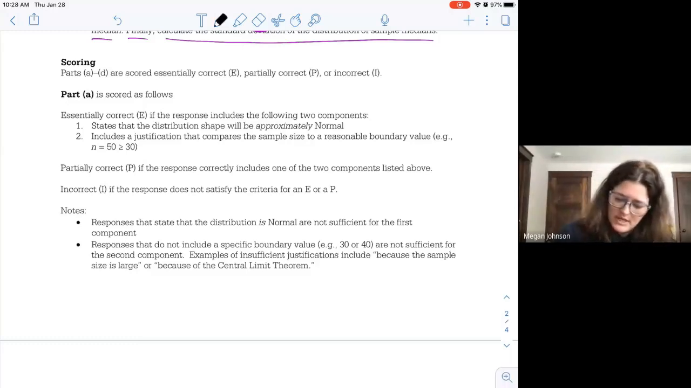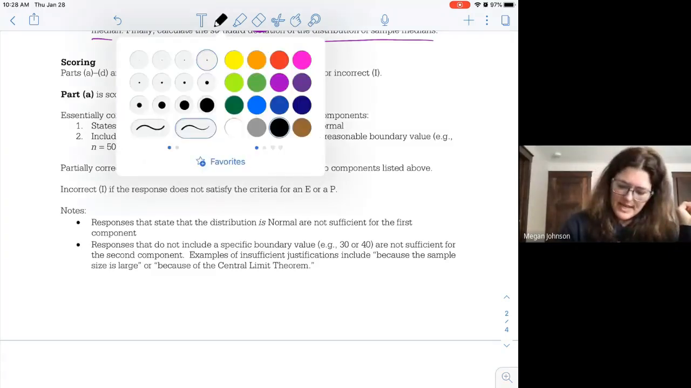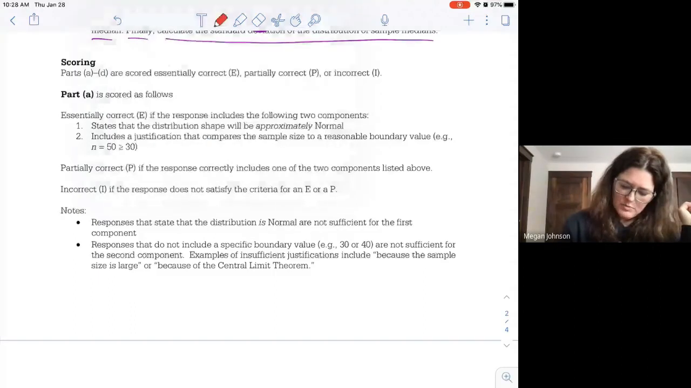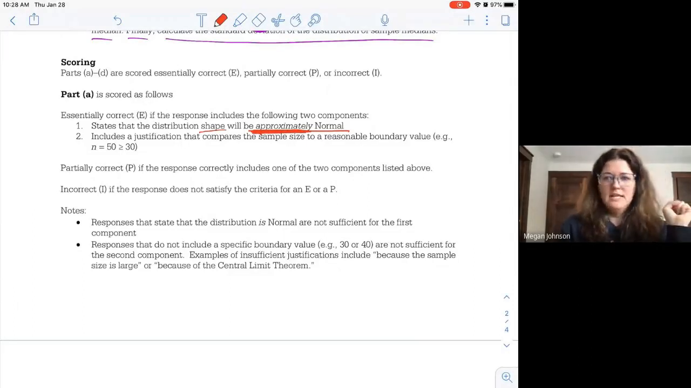So in part A, you are essentially correct if the response includes the following 2 components. You state that the distribution shape will be approximately normal. Notice the word approximately is in italics there. It's very rare that we're going to call something normal. We are almost always calling it approximately normal.